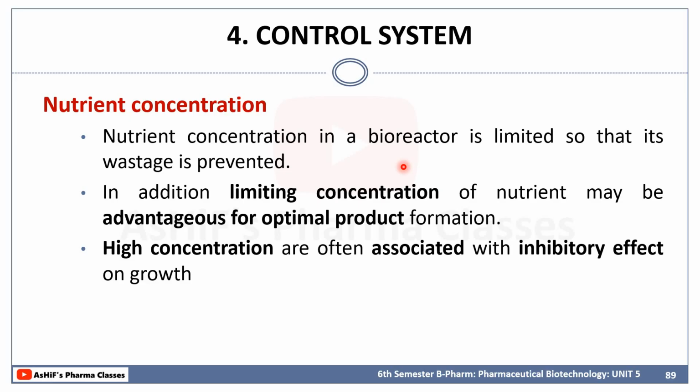Usually, adding a higher concentration of the nutrient media has an inhibitory effect. We should not think that by giving more nutrient into the fermenter we can get more yield of the desired product. It's not like that. Higher concentration is usually associated with inhibitory action. So we have to give the nutrient in limited concentration in order to get optimum product formation. So we have to maintain the optimum nutrient concentration, and we will monitor the nutrient concentration and product formed at regular intervals by sampling.